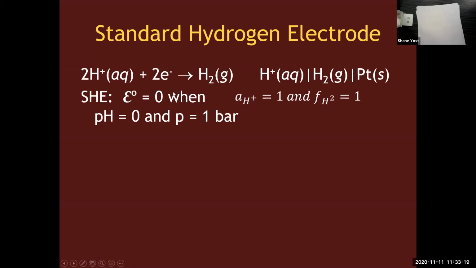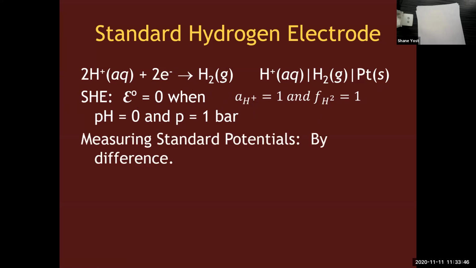Because this is defined as having a cell potential of 0. The standard hydrogen electrode cell potential, assuming 1 molar concentrations, or 1 molal or whatever, and 1 bar pressure of your gas, has by definition a cell potential of 0. We're just going to say this is equal to 0. We're just defining it as 0.